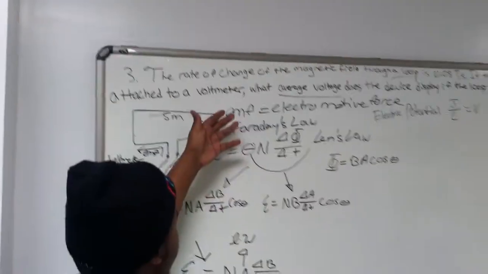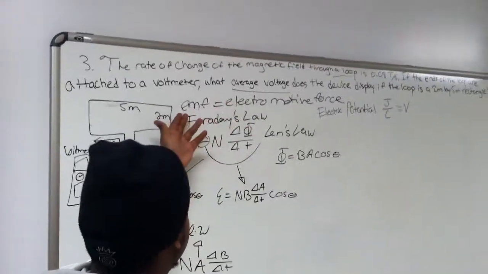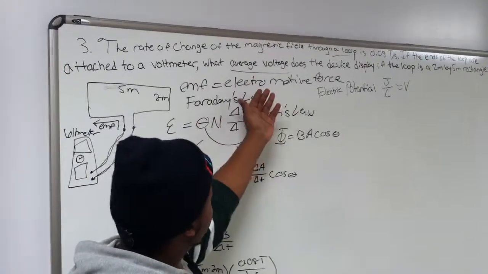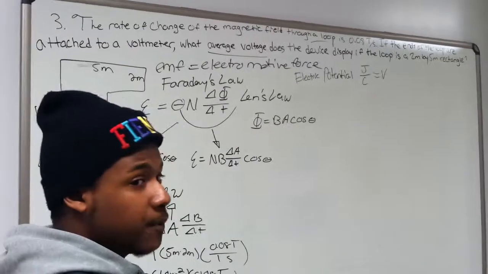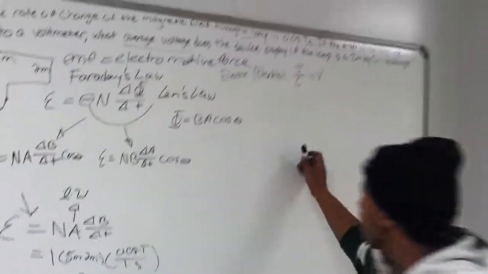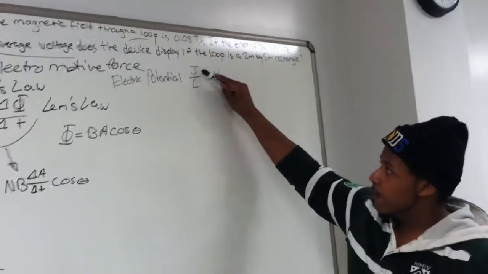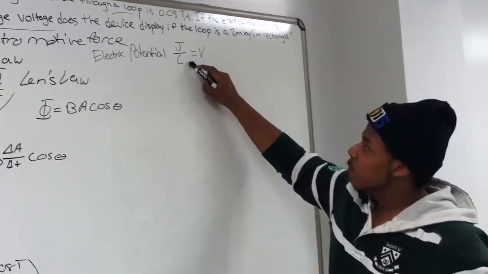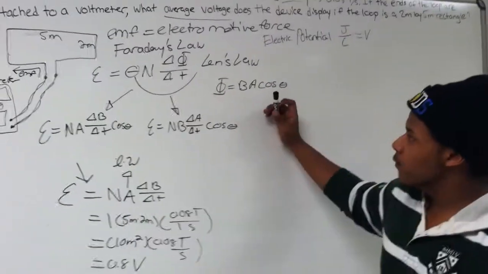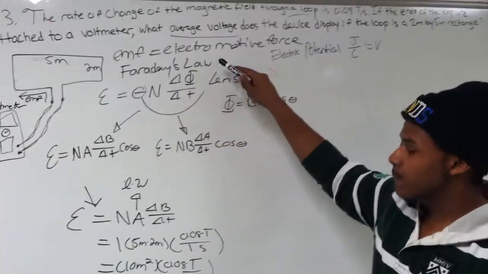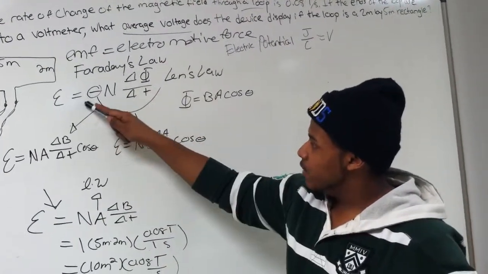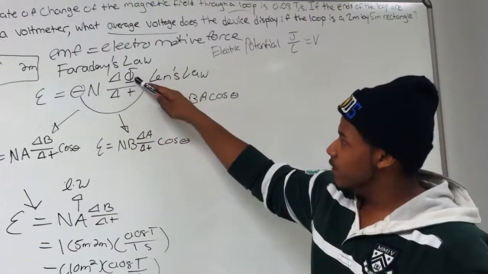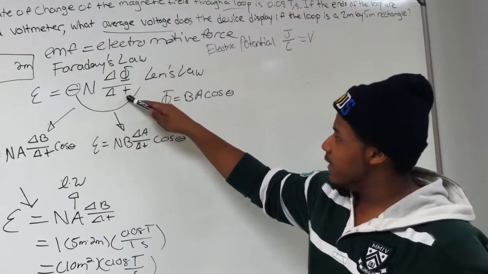First, let's define our EMF, or our average voltage. It is electromotive force. The electromotive force is known as an electric potential, which is the amount of energy, or joules, per unit charge, or coulomb, which we know to be voltage. In order to solve our problem, we're going to use Faraday's law, which states that the average EMF, or the average voltage, is equal to negative N times delta magnetic flux over delta T.